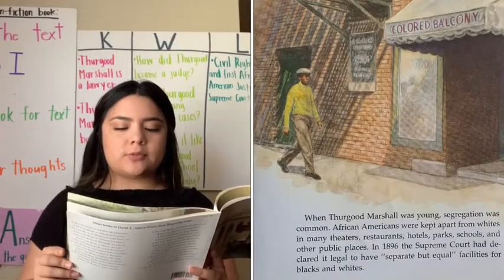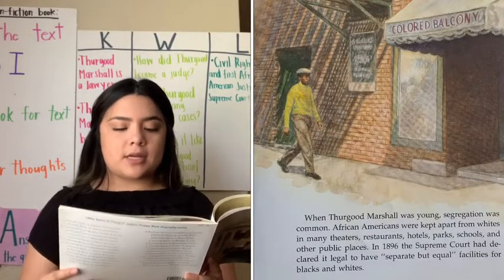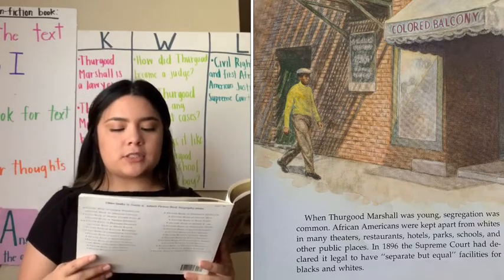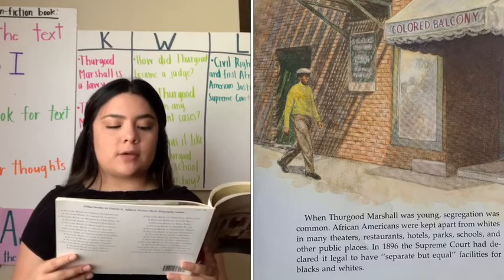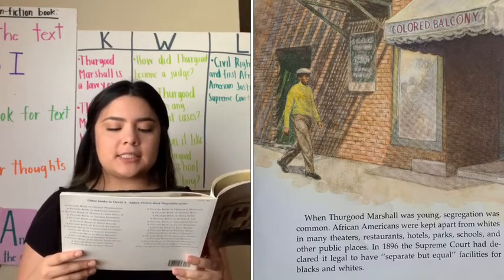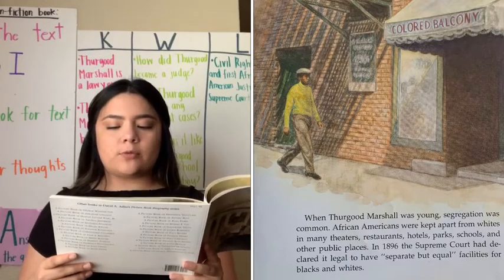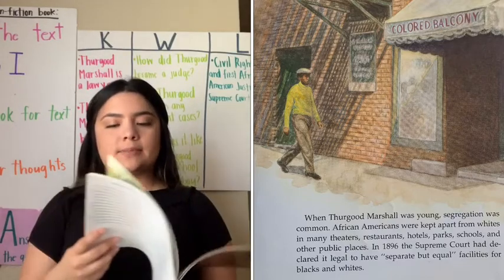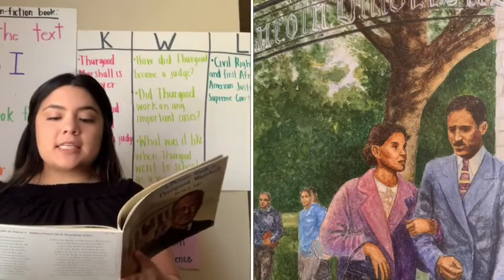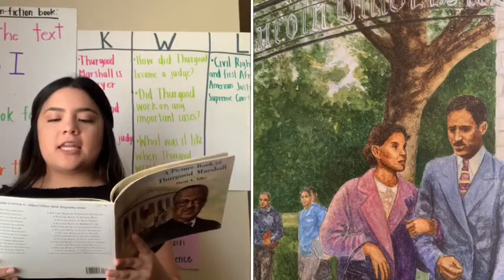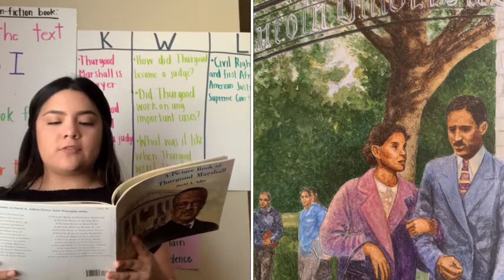When Thurgood Marshall was young, segregation was common. African Americans were kept apart from whites in many theaters, restaurants, hotels, parks, schools, and other public places. In 1896, the Supreme Court had declared it legal to have separate but equal facilities for blacks and whites. In September 1925, Thurgood entered Lincoln University, then an all-male, all-black college in Pennsylvania.